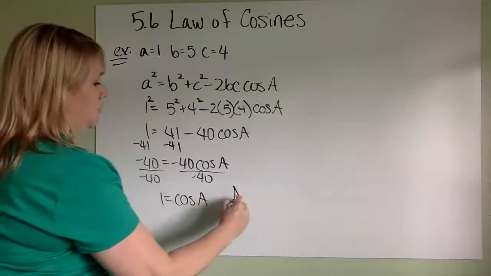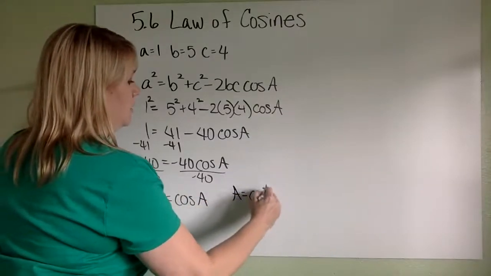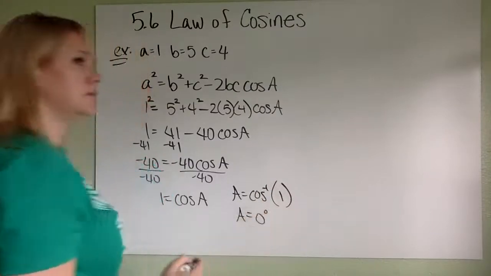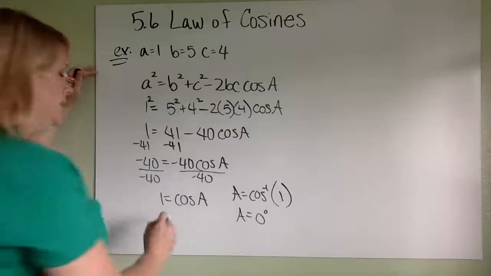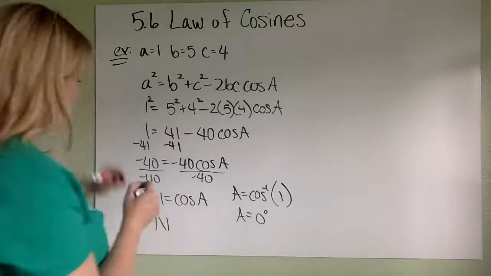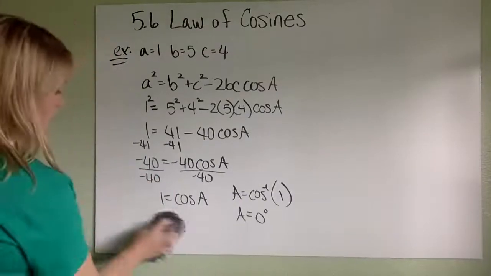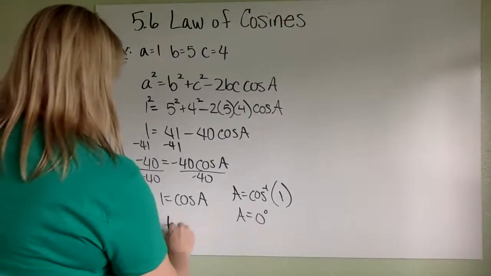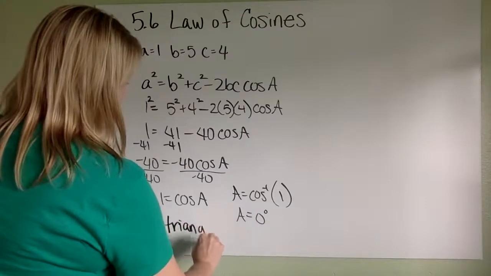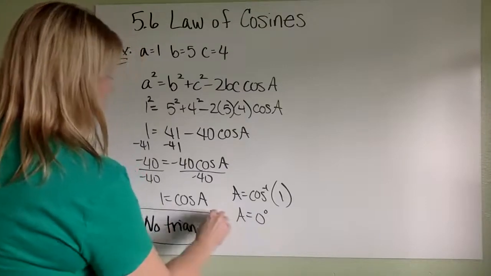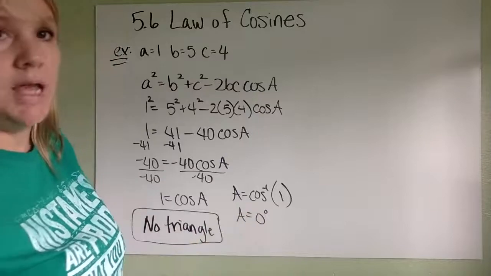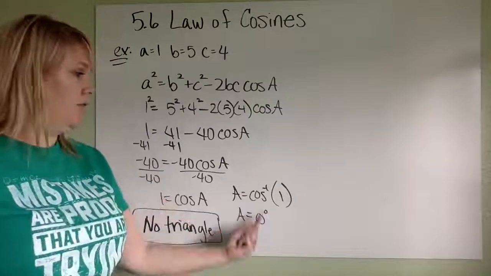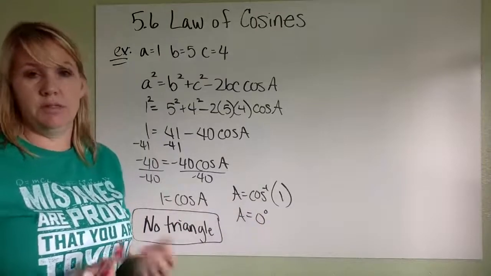And so then when we do our inverse cosine, it tells us that A is 0 degrees. So that tells me that there's no triangle formed. If the angle is 0, then the triangle is not possible. You might also get an undefined there. If you get an error message with your scientific calculator, that also tells you that there is no triangle formed, or that the angle is not possible.